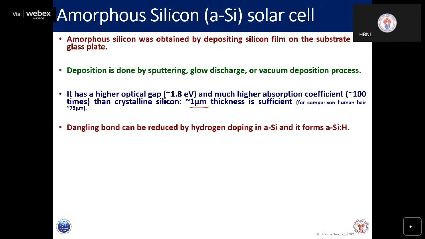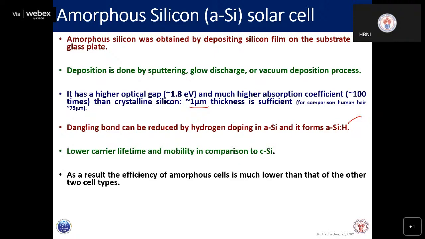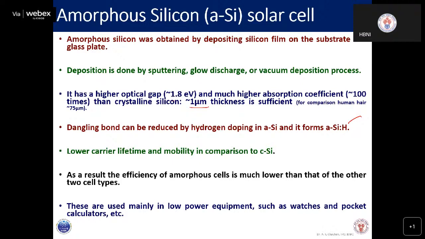So the dangling bond which I showed can be reduced by hydrogen doping, and so it is called hydrogenated silicon. Then there is lower carrier lifetime and mobility compared to crystalline silicon in these amorphous silicon solar cells. As a result, the efficiency of amorphous solar cells is much lower than that of the other two cell types. These are used mainly in low power equipment such as watches and pocket calculators.